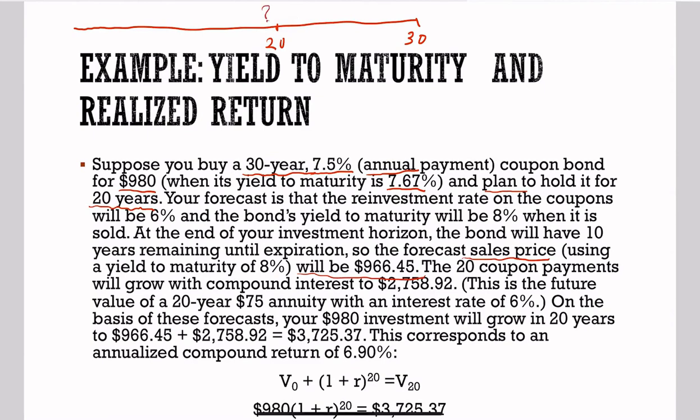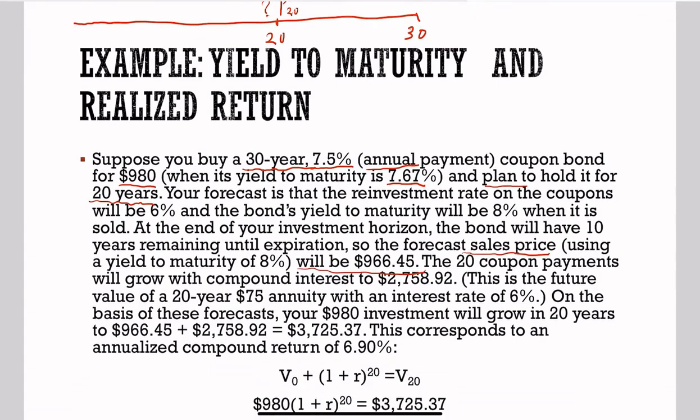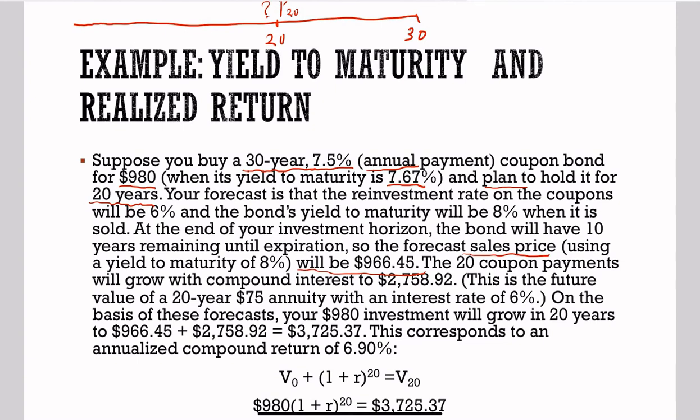What is your selling price here, right? Let's call your selling price after 20 years P20. And you also want to know what is the future value of your 20 coupon payments reinvested at 6% interest, right? So the 20 coupon payments can be considered as a 20-year annuity with annual payment of $75.